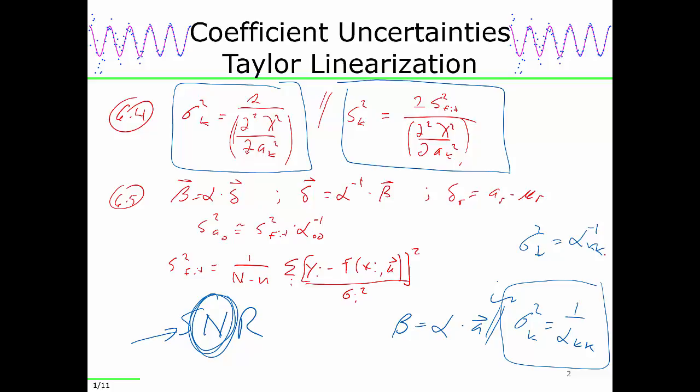Yes? What is the kk? Yeah, those are the diagonal elements of alpha. Great question, though. So that's why I have two indices. It's a matrix, so I'm just looking at the diagonal elements. So that's where we're headed.